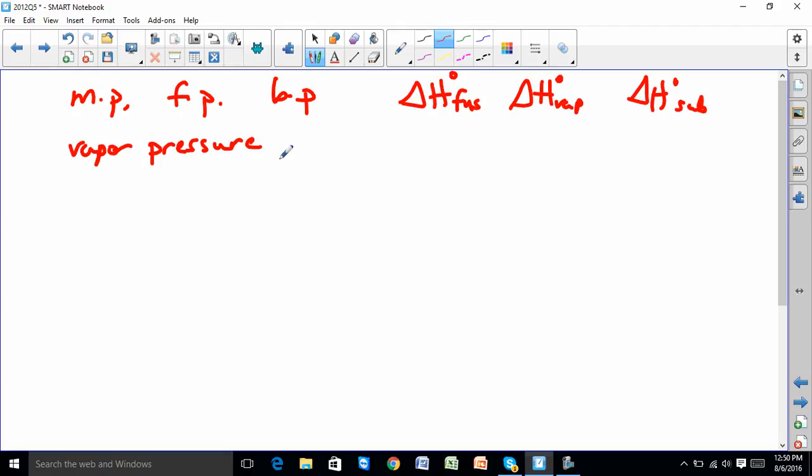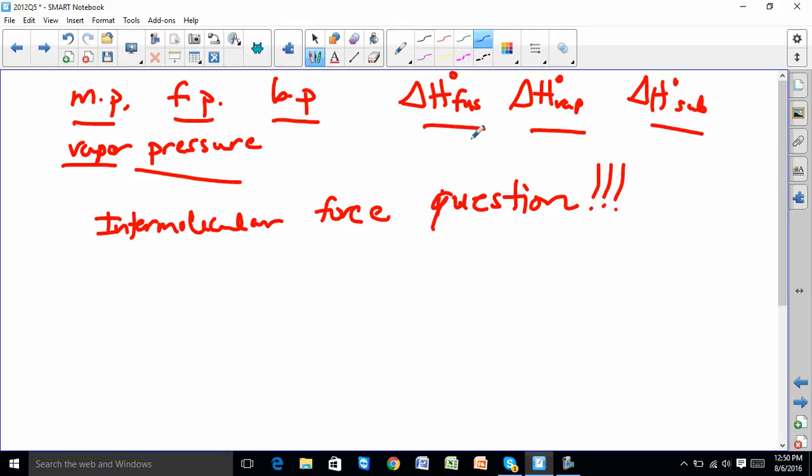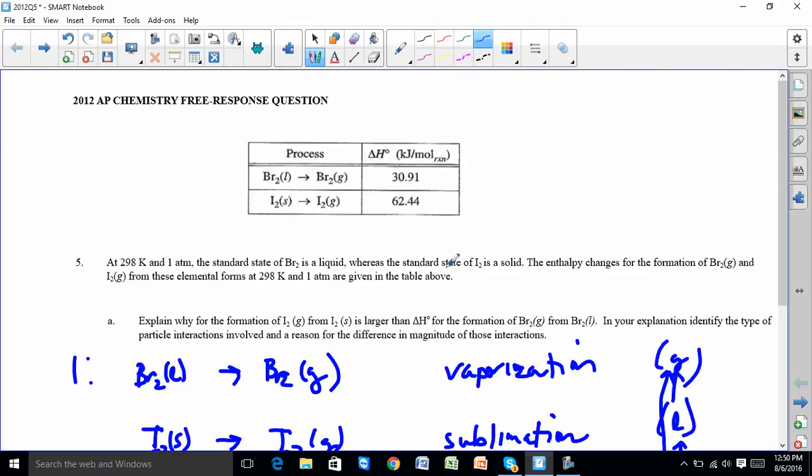I think that's it. There might be some other ones, but when a problem gives you information about this stuff, it is almost always an intermolecular force question, I should say. And so the interesting thing about this problem is you have to go into the AP test going, oh my gosh, let me go back.